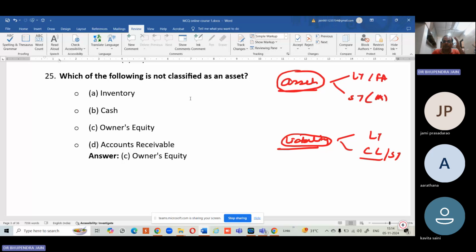The question is which of the following is not classified as an asset? So inventory is an asset, cash is an asset, accounts receivable is an asset. So the answer is the owner's equity, because there are different types of assets, different types of liability. If you have the knowledge of assets and liability, then you can easily find out. But if so many options are given, in that type of question, you can check the options.